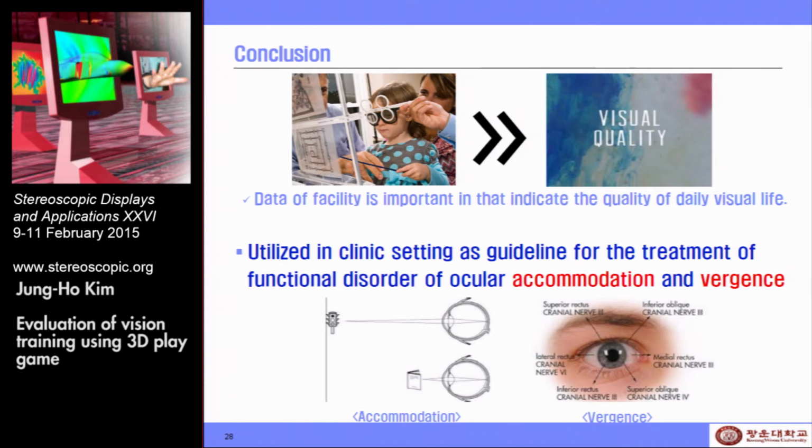Data of partiality is important in that it indicates the quality of daily visual life. In general, the partiality test is utilized in clinical settings as a guideline for the treatment of functional disorders of ocular accommodation and vergence.